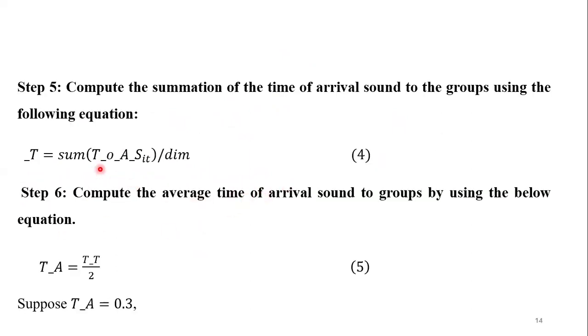Now we will find the summation of these times of arrival of sound to the groups. We summed them all up, divided by the dimension, x1 and x2. So it's 2, divided by 2. And then we further divide by 2 for mathematical convenience, because we need to have time A as small as possible. Okay.